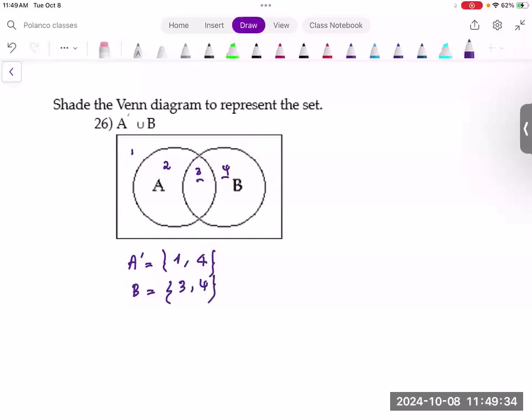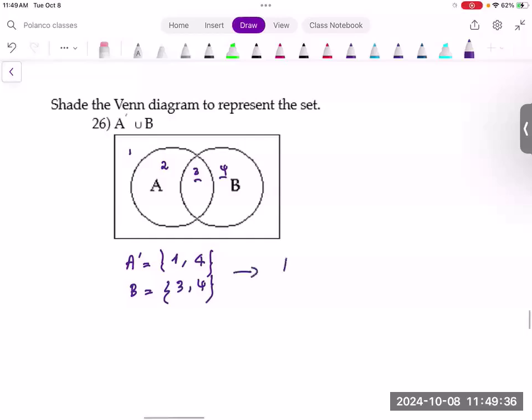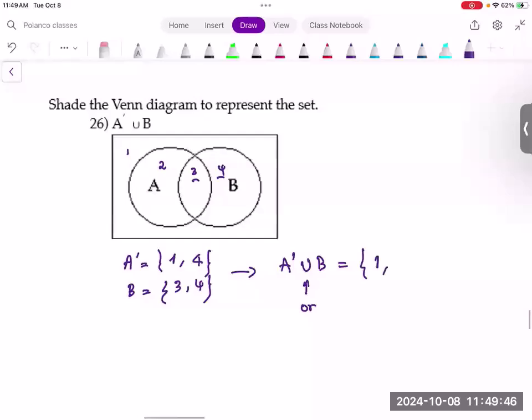And from there, I'm going to take A prime union B. So union again is the OR, right? So what is in A prime or B? If I see the number, I take it. That's basically 1, 3, and 4, right? 1, 3, and 4 repeats here, correct? So now you go and shade the parts that are 1, 3, and 4. So 1 is this one.